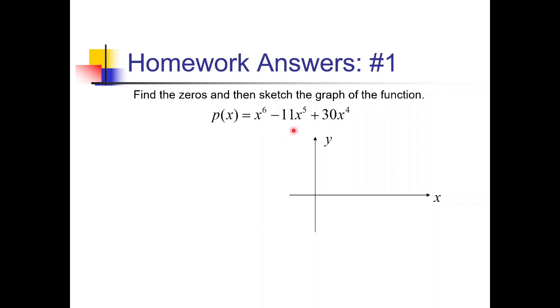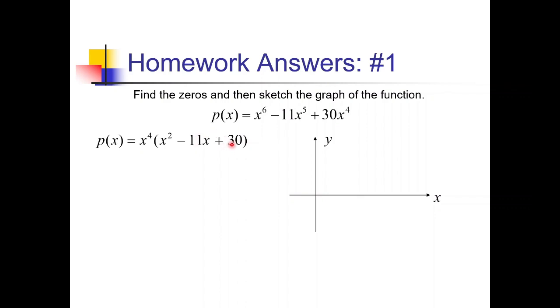Now, when I'm doing this, I notice that all of these have a common factor of x to the fourth that I can take out. So let me do that first. That leaves me with x squared minus 11x plus 30. And then I bet I can factor the stuff inside here a little bit more as well. Things that multiply to 30 and add up to negative 11.